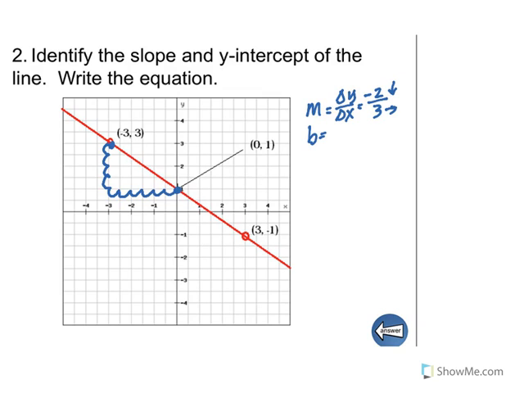To find the y-intercept, we're simply looking at where the line crosses the y-axis, and we see that it crosses the y-axis at (0, 1). And so now that I have my slope and my y-intercept, we can write the equation. Remember that we're writing this in y equals mx plus b form, so we're writing it in slope-intercept form. The m is negative 2/3, x, and then our y-intercept is positive 1. So our equation is y equals negative 2/3 x plus 1.